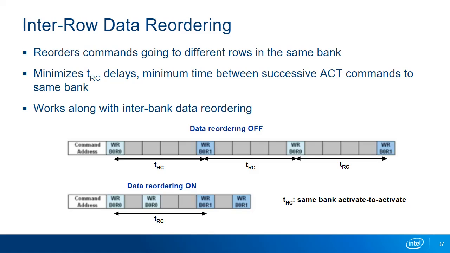With inter-row data reordering, accesses to the same row in the same bank are grouped together, minimizing the number of TRC delays required. This, along with interbank data reordering, can significantly improve memory access efficiency.